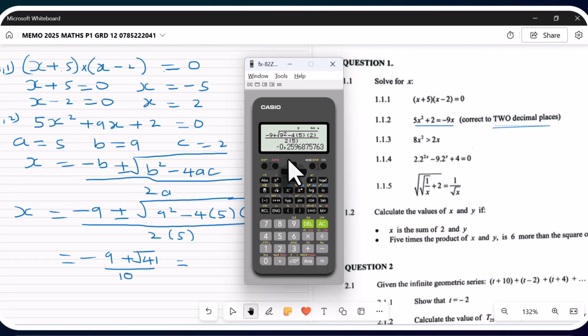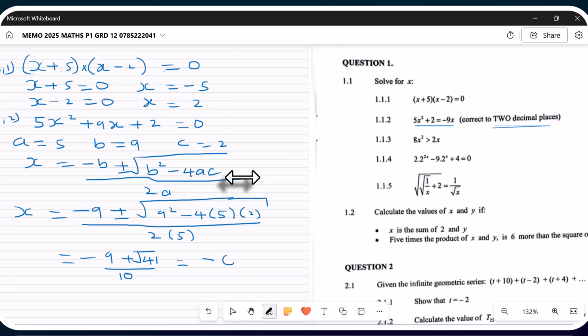We are rounding off, so it's negative 0.26. Negative 0.26, okay? Now, however, if we use the minus on the other hand, let us replay this.